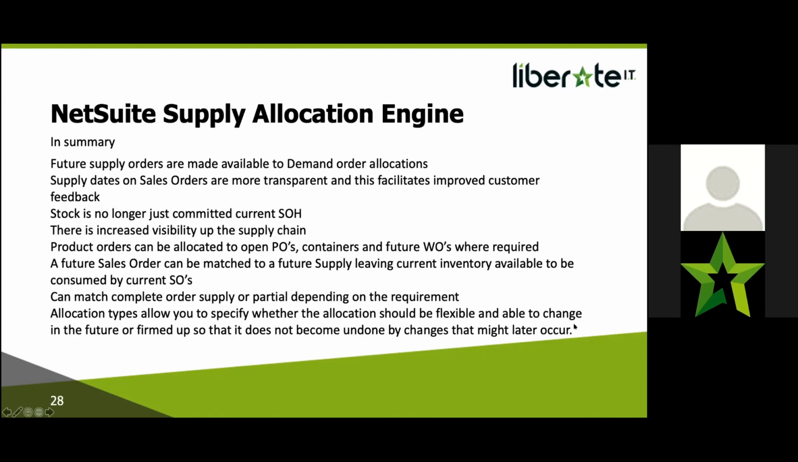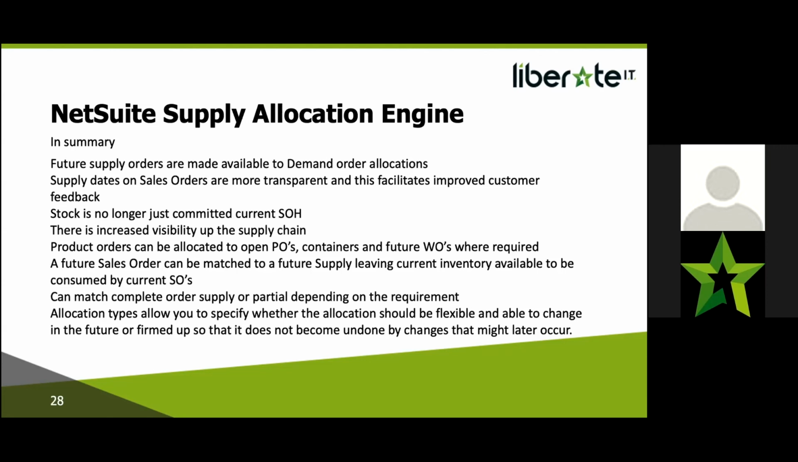So, the NetSuite Supply Allocation Engine. In summary, future supply orders are made available to demand order allocations. Supply dates on sales orders are more transparent, and this facilitates improved customer feedback. Stock is no longer just committed to current stock on hand. There is increased visibility up the supply chain. Product orders can be allocated to open POs, containers, and future works orders where required.